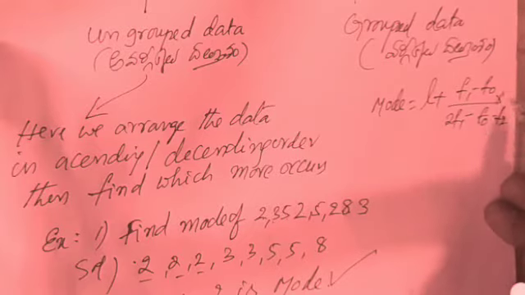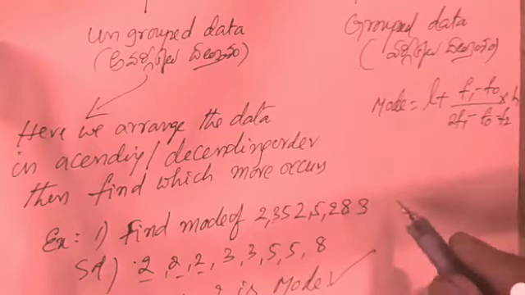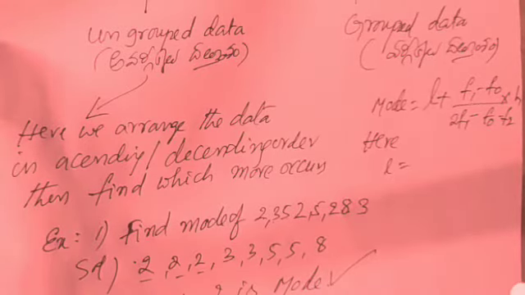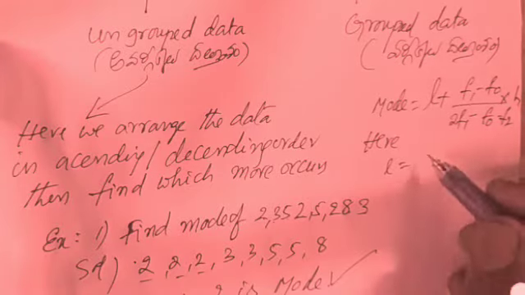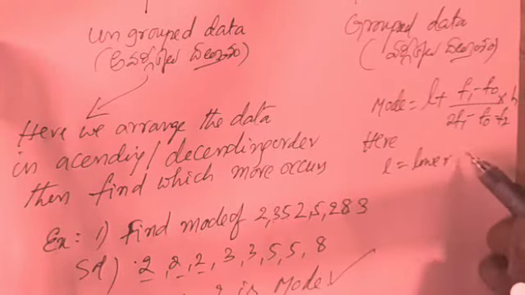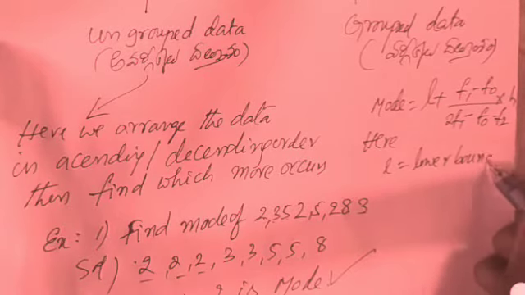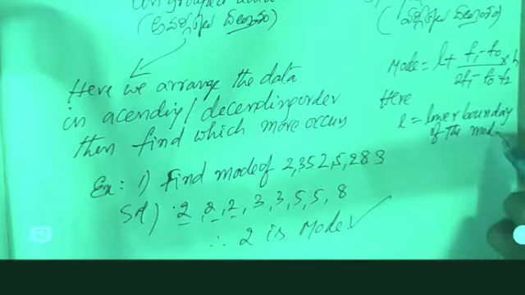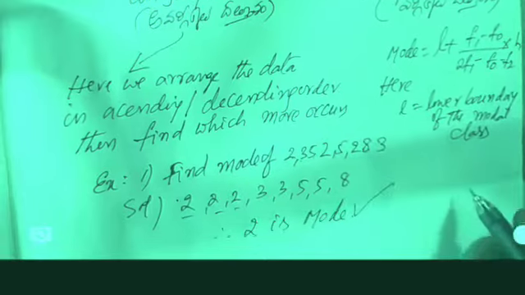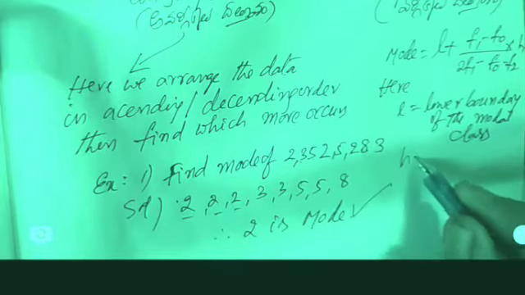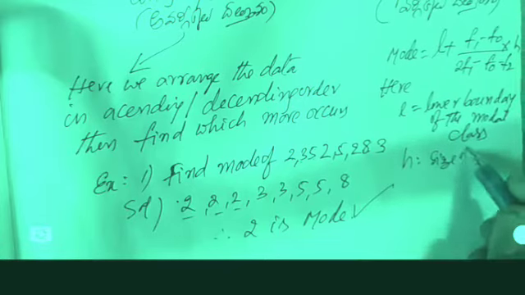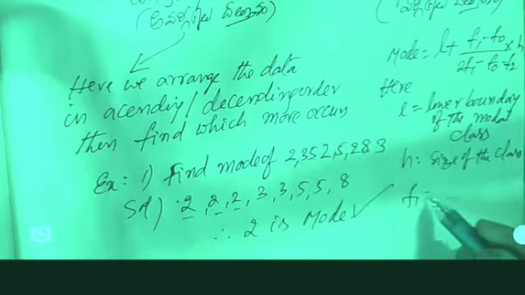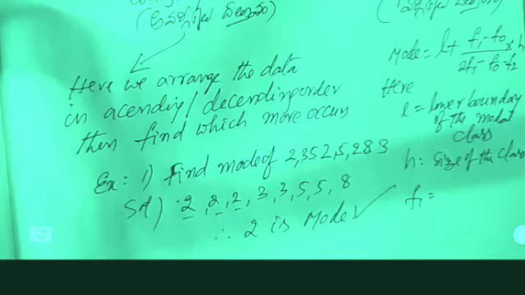Now we write the formula for the grouped data. So grouped data have the table and have class interval and frequencies etc. So in such type we can find the mode as L plus (f1 minus f0) by (2 f1 minus f0 minus f2) into h. What is meant by L? Just it is lower boundary of the modal class. So L is the lower boundary of the modal class.